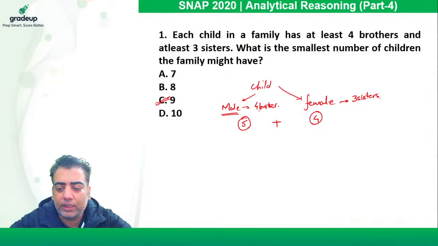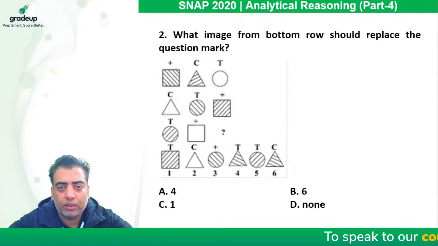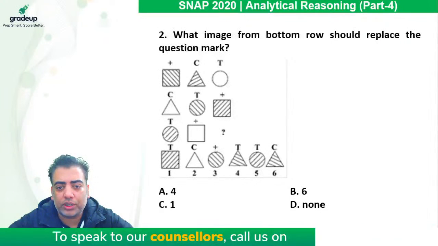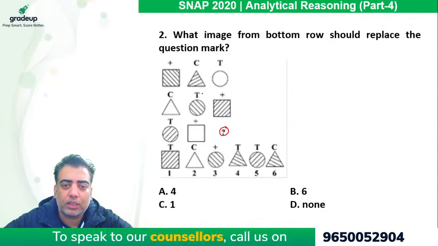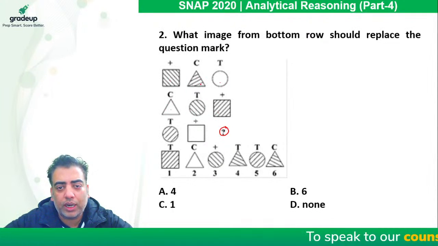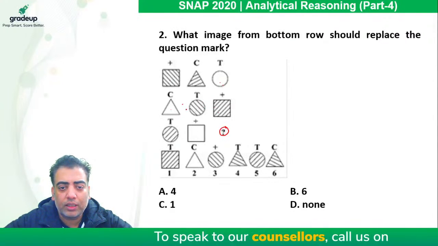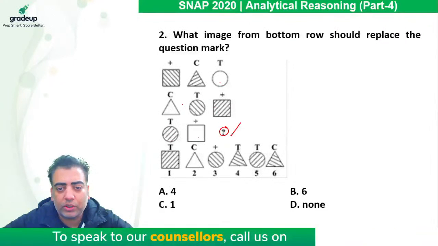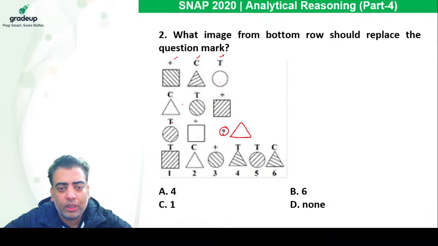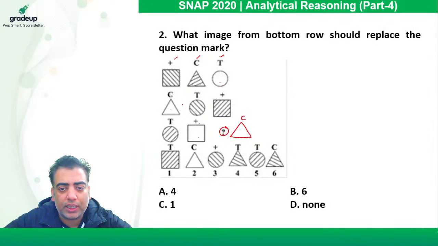Okay, so let's move ahead. Here he says, what image from the bottom row should replace the question mark? Now, in order to replace this question mark, we just need to focus on the diagrams which are being used. In each row, the three diagrams that are getting used are a square, a triangle, and a circle. Here, circle and square are already there, so there must be a third one, which is a triangle. The sign that is used is plus, C and T in all cases. So T and plus are there, so it must be C.